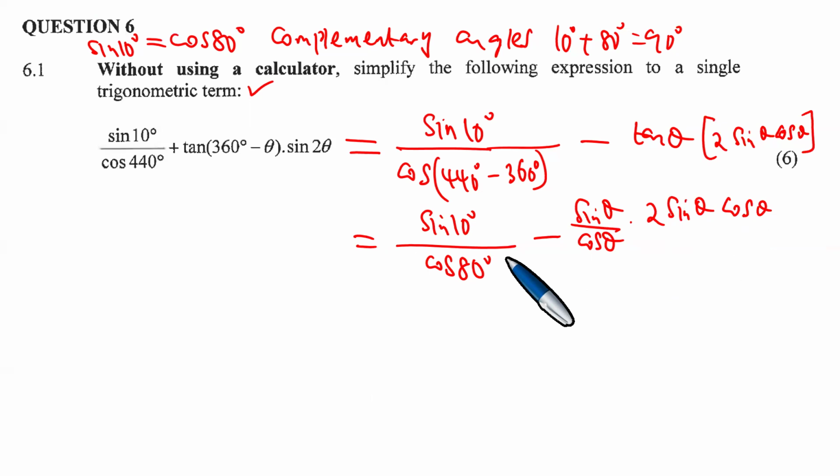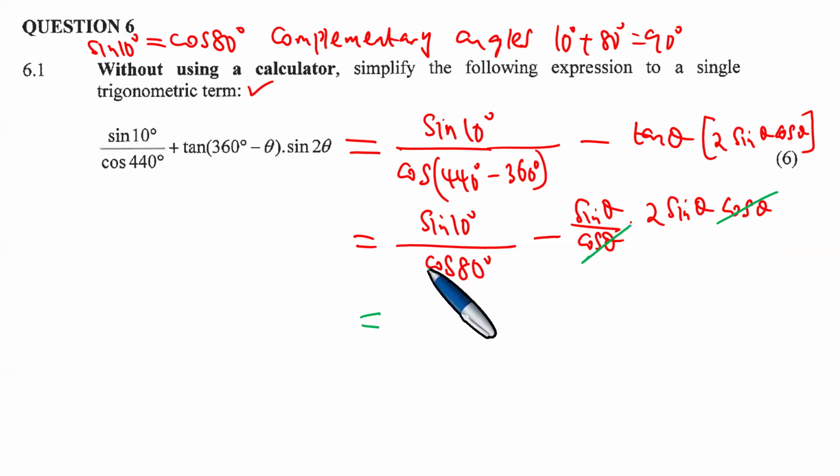Then we cancel the cosine of theta. So this one cancels out, and then what do we achieve? We get negative 2 sine squared theta. And then we get negative 2 sine squared theta.